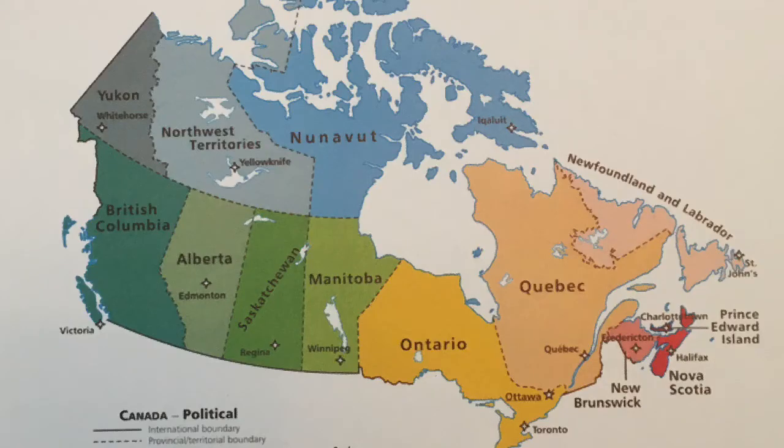Now let's look at the map. Today we will practice saying the provinces and territory names. These are the big names on the map. The small names are the capital cities. We will do those next time. Today, only the provinces and territory names. So start at the top.